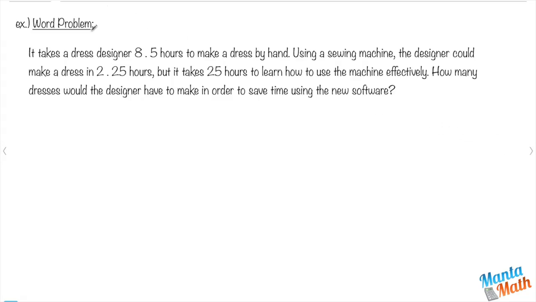You can also be given a word problem. So in this example, it takes a dress designer 8.5 hours to make a dress by hand. Using a sewing machine, the designer can make a dress in 2.25 hours, but it takes 25 hours to learn how to use the machine effectively. How many dresses would the designer have to make in order to save time using the new software?